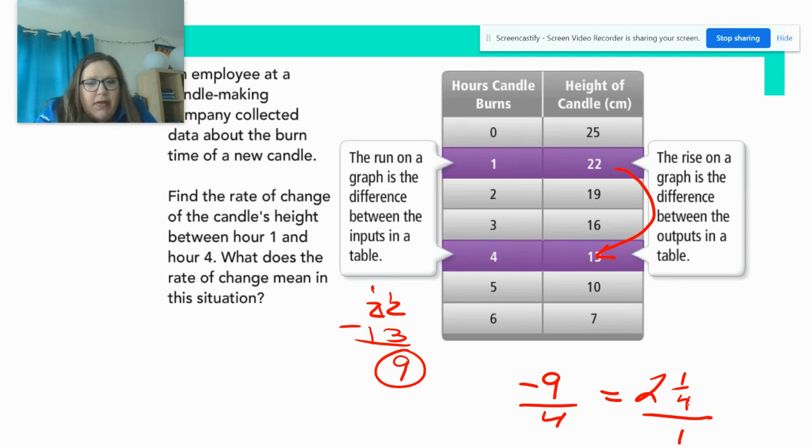Okay. Again, from 22 to 13, we're going down 9, and then this would be a 3. That's why I knew that didn't make sense. This should be a 3. So from 1 to 4 is a change of 3. Negative 9 over 3 would just be negative 3. That means the candle's height is going down 3 centimeters per hour. Sorry about that, guys. My brain is not working today.